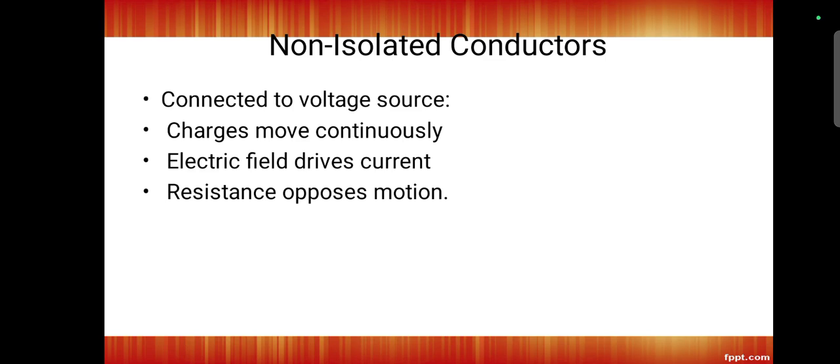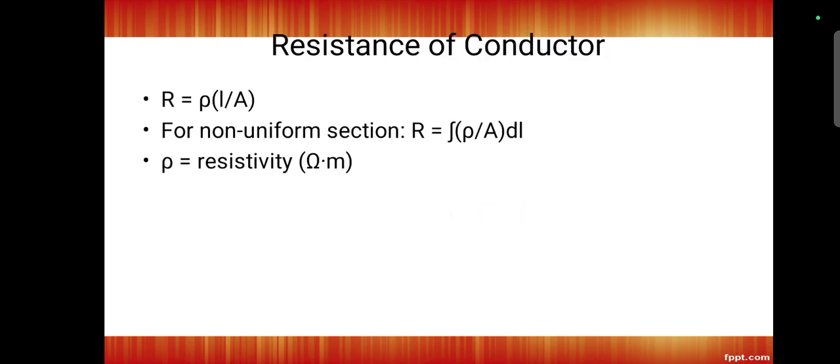Non-isolated conductors are connected to a voltage source. Charges move continuously. Electric field drives current. Resistance opposes motion. So J is equal to sigma E. For a uniform section, E equal to V by l. Therefore, I equal to, substituting these values, J A, that is sigma A divided by l into V. So resistance of the conductor R equal to rho into l by A.